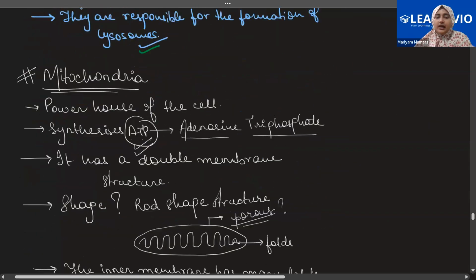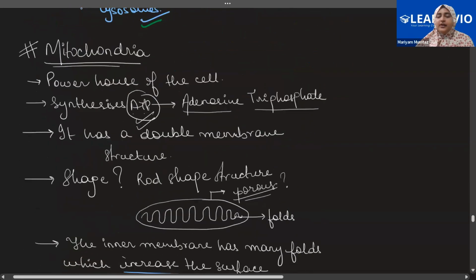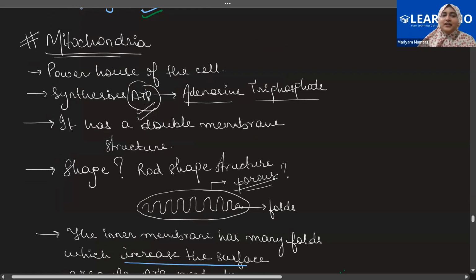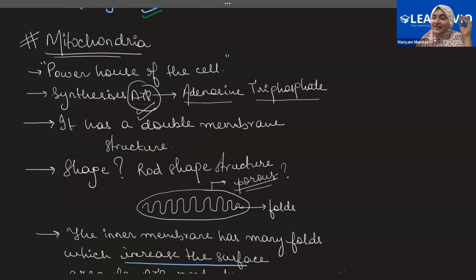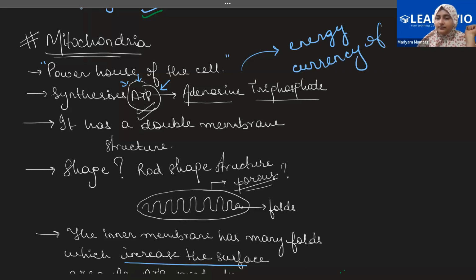Now moving forward, talking about the mitochondria. Everyone knows this particular line, it is so common. Even the people who have left the field of biology remember that mitochondria is the powerhouse of the cell. It is a known fact by everyone. Now why is it known as the powerhouse of the cell? Because it synthesizes ATP. And ATP is adenosine triphosphate, which is the energy currency of our cell. So the energy currency of a cell is ATP.